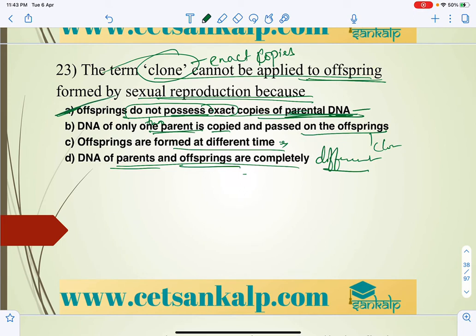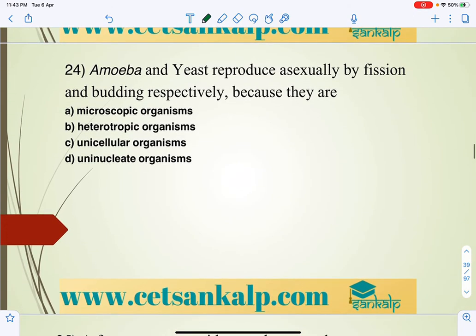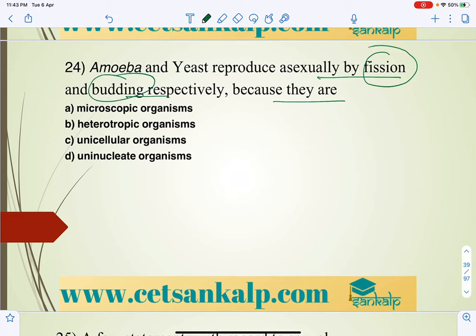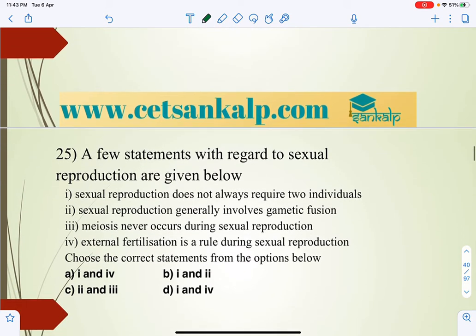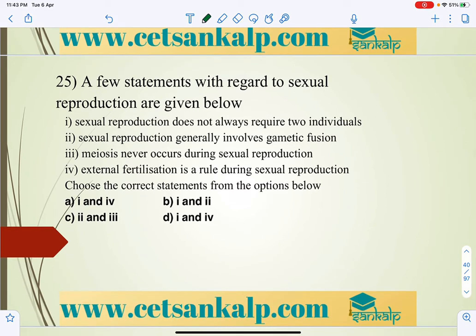Variation is there. In simple terms, amoeba and yeast reproduce asexually by fission and budding respectively, because they are unicellular organisms. Generally we know that almost all unicellular organisms show fission and budding. So it is not like all microscopic organisms always reproduce by fission and budding; there are different forms. Heterotrophic, so this is also wrong. And then unicellular organisms.